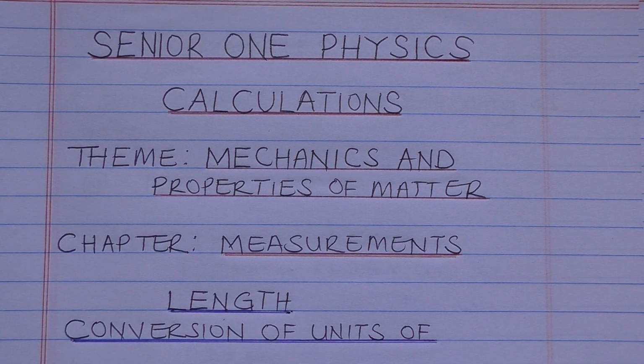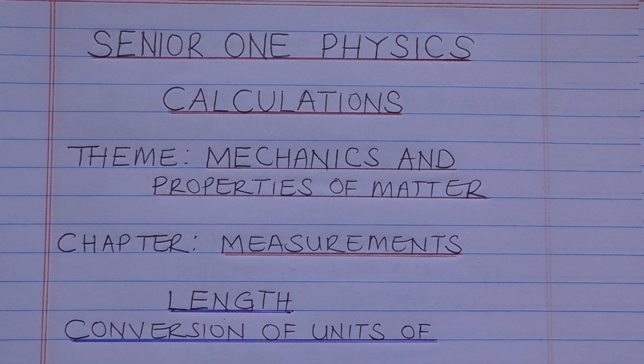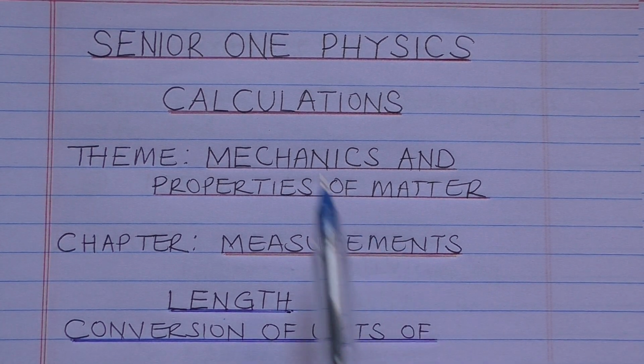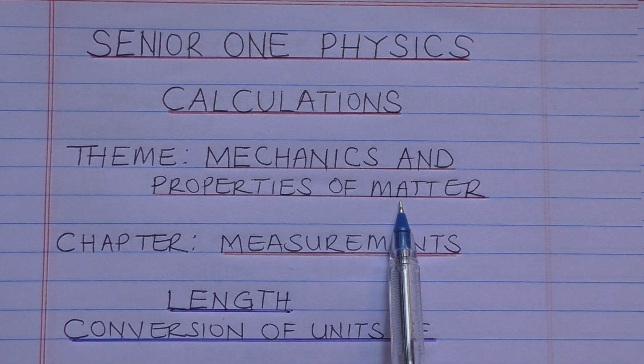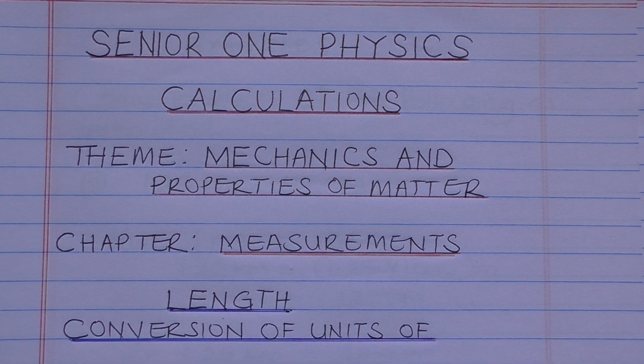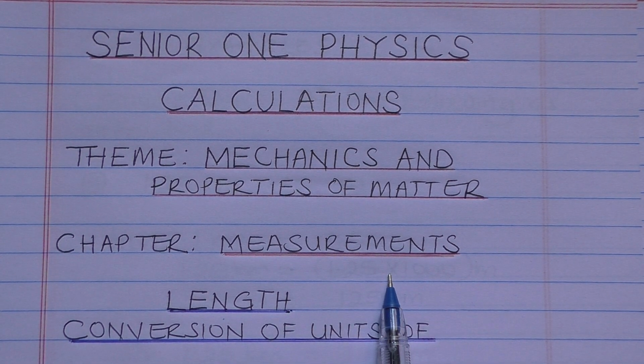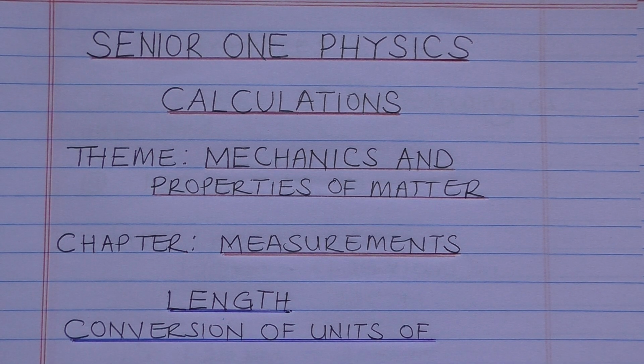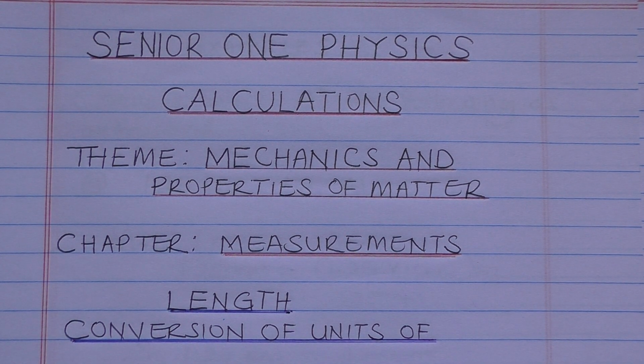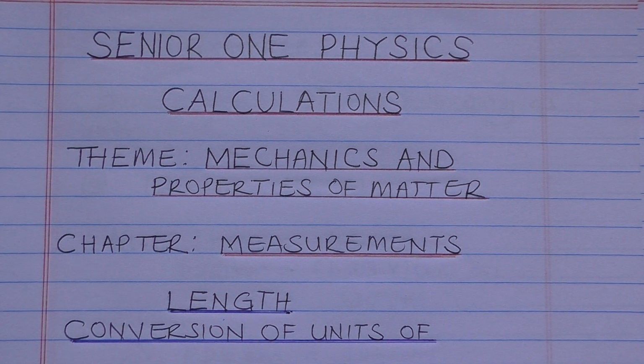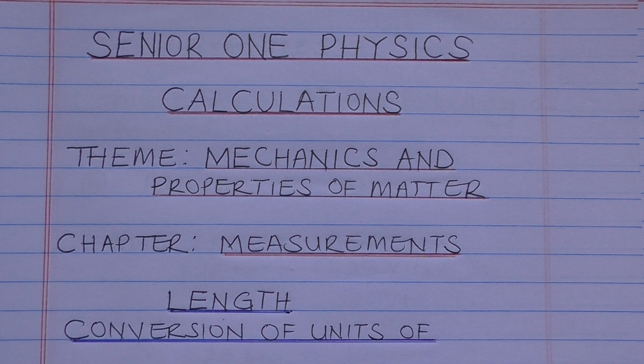Otherwise, we shall start with our first theme, which is mechanics and properties of matter. Under this theme, our first chapter will be measurements. Measurements is a very crucial chapter and part of physics. However, what do we measure? We measure physical quantities. A physical quantity is anything that can be accurately measured.